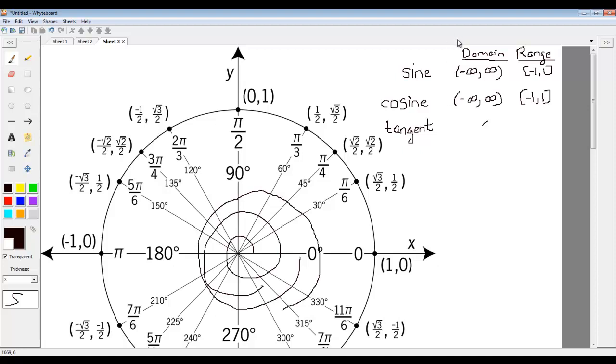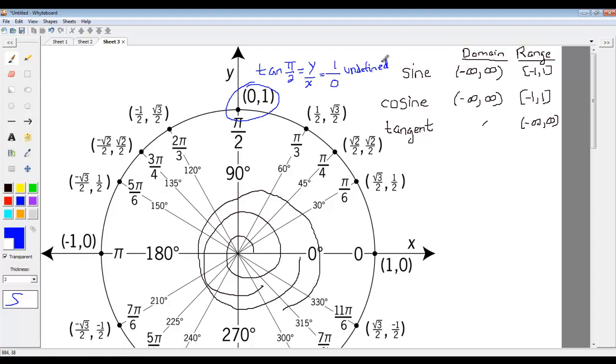Tangent gets a little trickier with domain. Tangent, the range ends up being -∞ to infinity. Because you're able to do all kinds of ratios along here. But you might notice when you get to certain places, you're not going to get good results. Like if you look right here, tangent of pi over 2 is y over x, right? Well, in this case, y is 1, x is 0. We get something that's undefined.